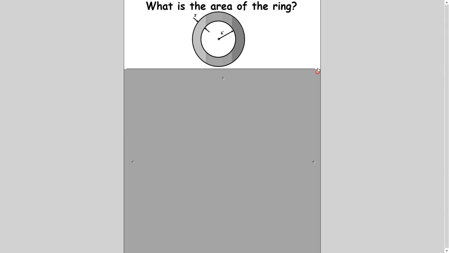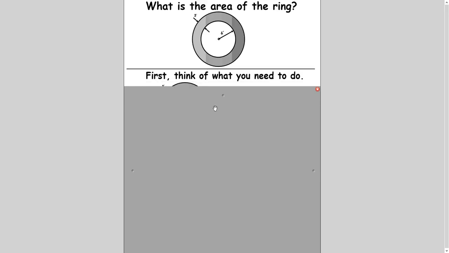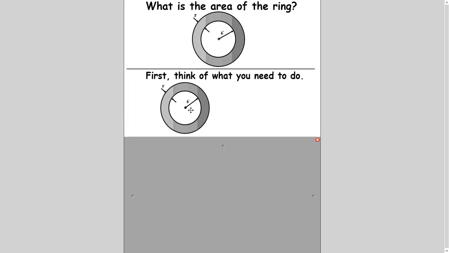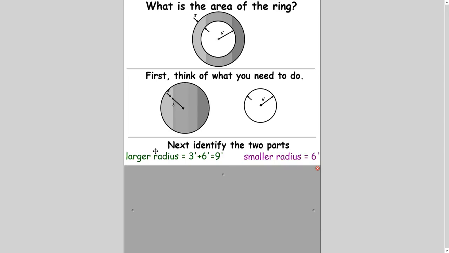Let's try one more problem. What is the area of the ring here? So we have this ring, we want to find out what its area is. First think of what you need to do. So here's our circle. We can split them into two different circles, and we could actually figure out what the radius is of each one. So the bigger circle has a radius of 3 plus 6 or 9 feet, and the smaller one has a radius of 6 feet.